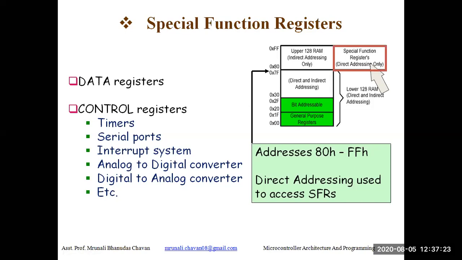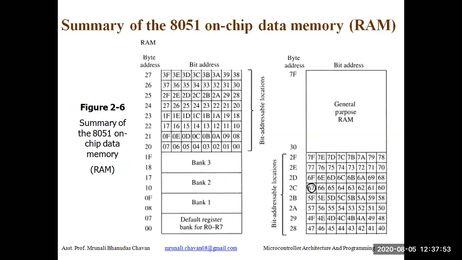Now we will see the special function registers. There are data registers and also control registers like timer, serial ports, interrupt systems. Total addresses 80 to FFH. From these, a total of 21 registers are special function registers located in the area 80 to FFH. As we will see, the special function registers are placed in the address space immediately above the internal RAM.